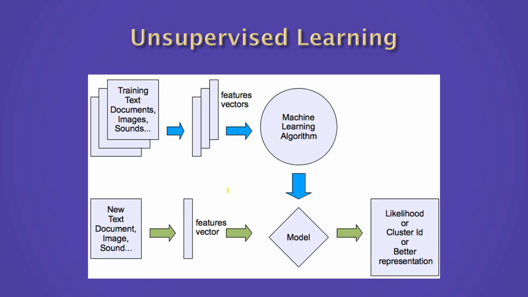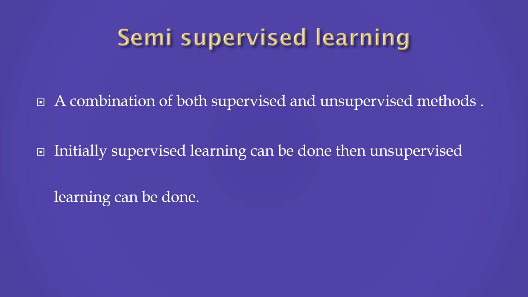And what is clustering here? In clustering, there is no concept of labels. You provide the features to the machine learning algorithm. It generates a model, and this model groups the data into a set of clusters based on the clustering similarity and the distance. So this is unsupervised learning.